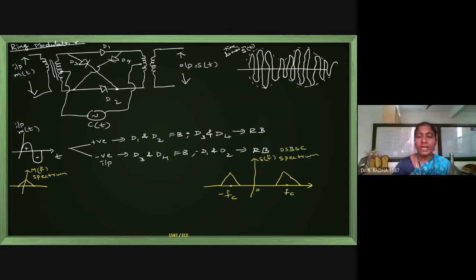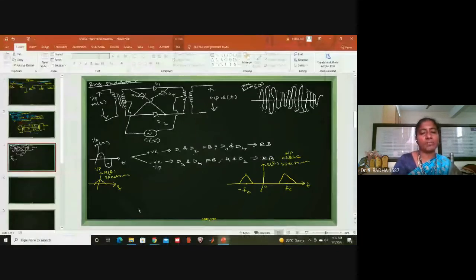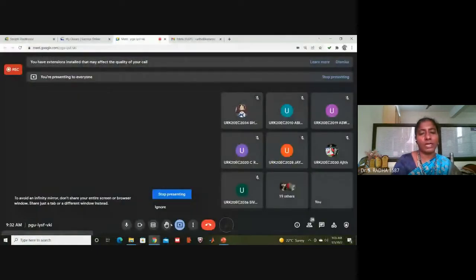And the pillar at fc is missing. That will be there in AM, but in DSBSC that pillar will not be there. So this is the spectrum of input and spectrum of output in DSBSC. So with this, I have discussed the balanced modulator and the ring modulator.